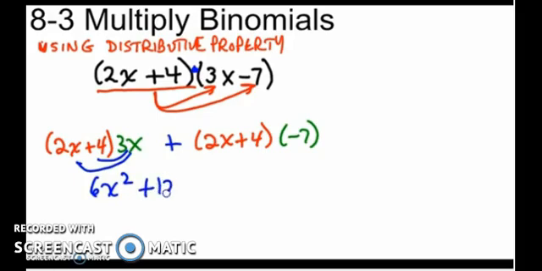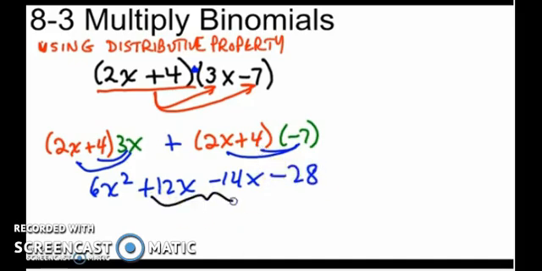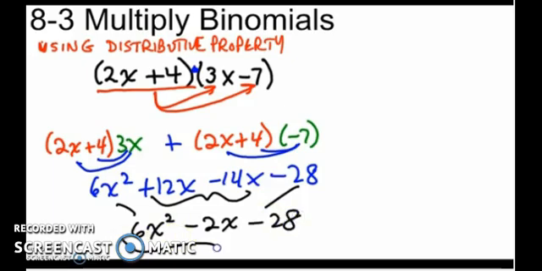Now we have to use the distributive property again. The 3x has to be distributed, the negative 7 must be distributed, and then we can combine terms that can be combined. And you'll see that we can combine the 12x and the negative 14x, giving us this expression, and this is in descending order.